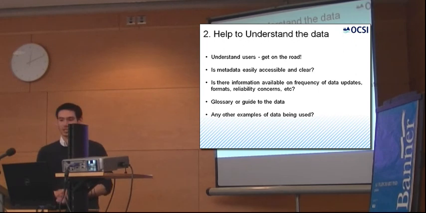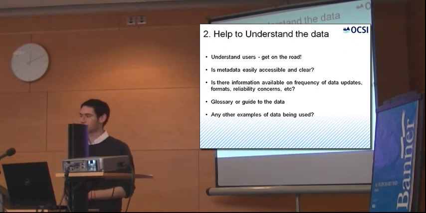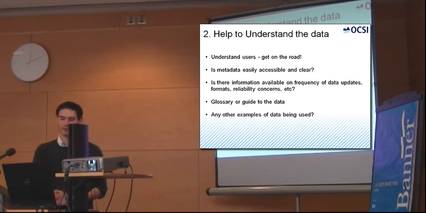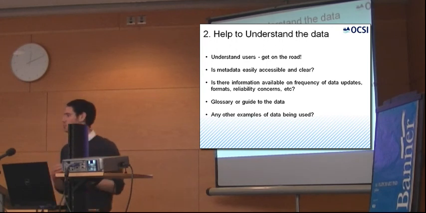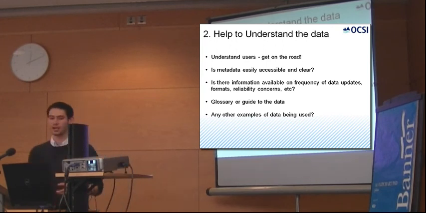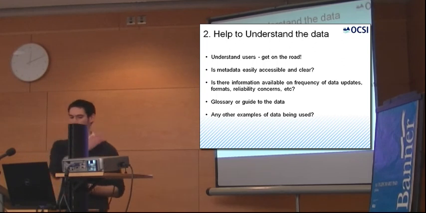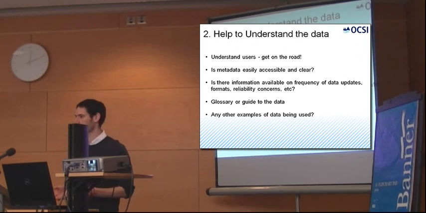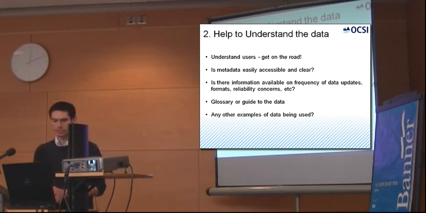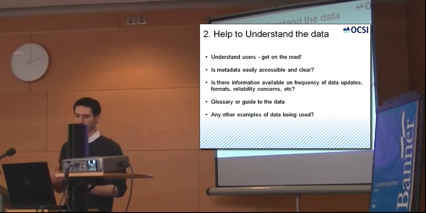Other slightly more technical tips: is the metadata either accessible and clear? Is there any information available on the frequency of data updates, format, reliability concerns? Can people find that information quickly and easily if they want to know it? It might just be a list of recent updates on a page or something like that. So it's just about making it accessible.